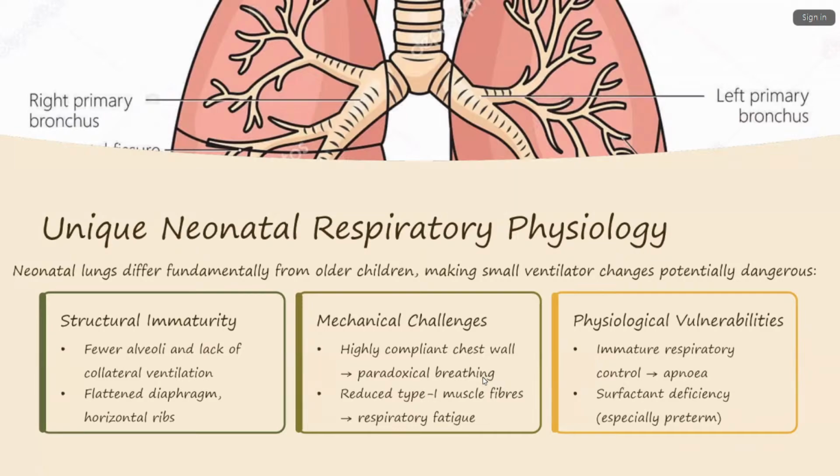The chest wall is highly compliant. We can see paradoxical breathing in the neonates, and there are reduced type 1 muscle fibers, which leads to increased respiratory fatigue. And the physiological vulnerabilities are immature respiratory control, that is, central apnea, and surfactant deficiency, as we see in preterm neonates.